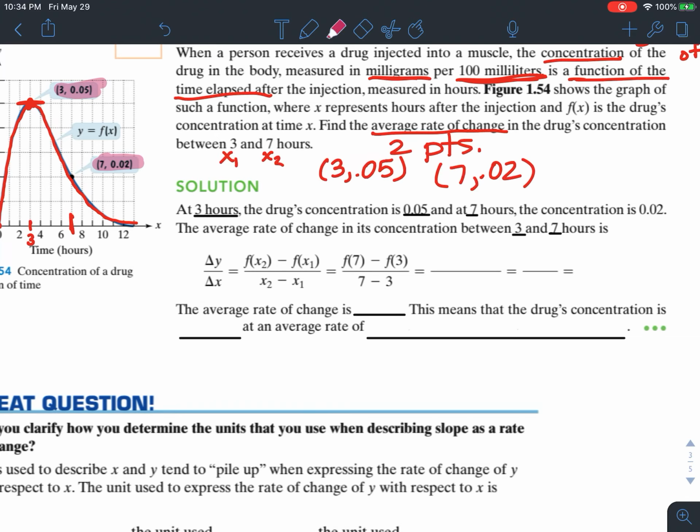What is f of 7? Well, that's 0.02. And what is f of 3? That's 0.05. That's where these came from.